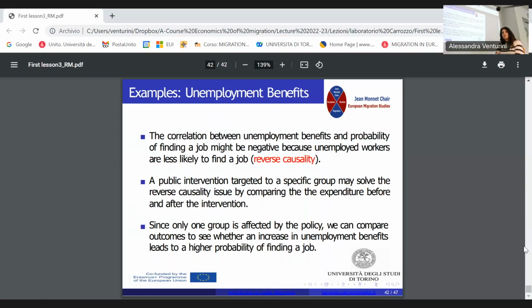So it's not the unemployment benefits, the money that people receive, but the support that they receive in finding a job. You remember the reddito di cittadinanza and the Navigator. The reddito di cittadinanza per se is not increasing the probability of finding a job. The Navigator, the agency, should help them in finding a job. So the problem is to find appropriate instruments to measure the effect of a policy.